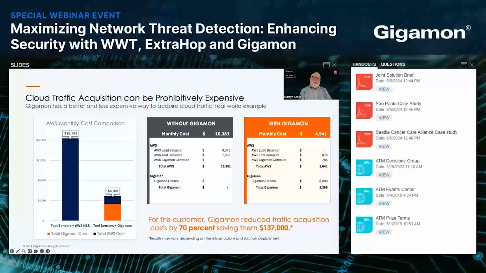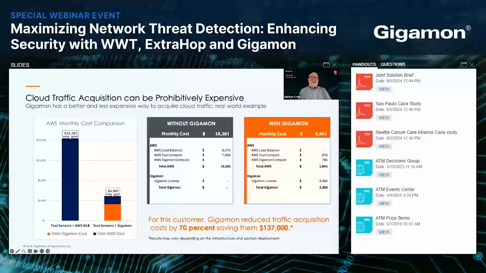Now, putting numbers on it, it really is quite a significant difference. The numbers here are for an NDR example, and we are actually doing a lot of work with ExtraHop specifically around this type of cost reduction. So just using the AWS tools themselves, the cost of doing that was around about $16,000 per month. Using a combination of Gigamon on top of those fewer AWS services, that actually came down to less than $5,000 a month. So a reduction by a factor of about 3x.